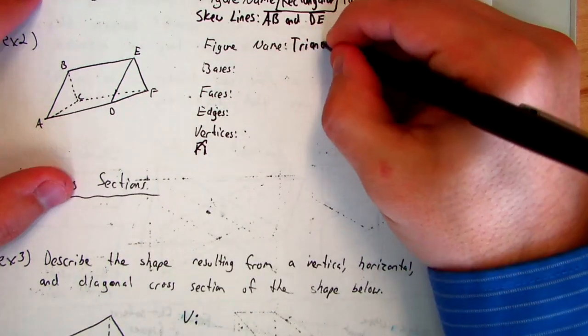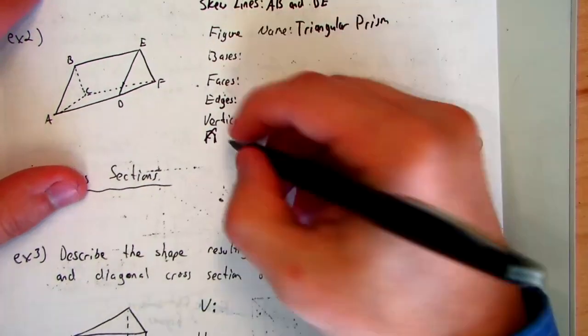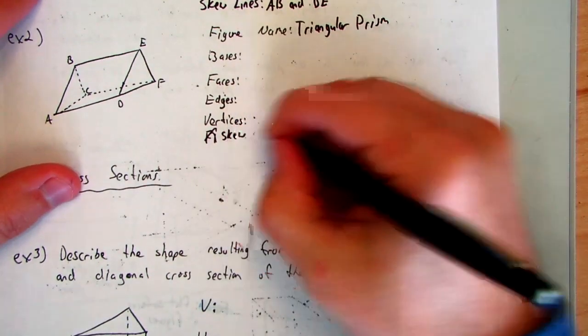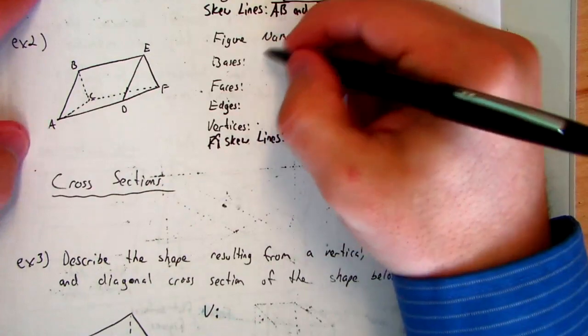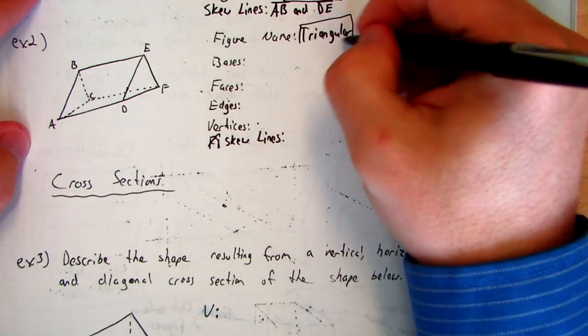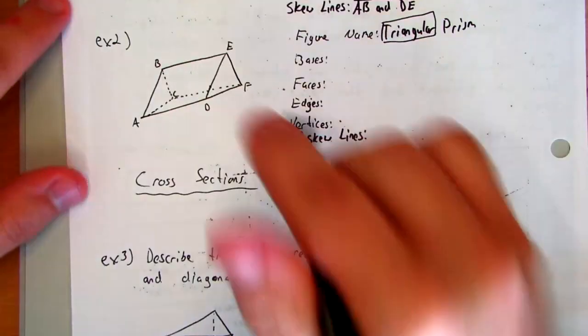I'm going to write down skew lines here as well, because we want to do those. Bases. Now, with a prism, we have 2 bases. And the bases are going to be triangles. So that would be this right in here, ABC, and DEF.